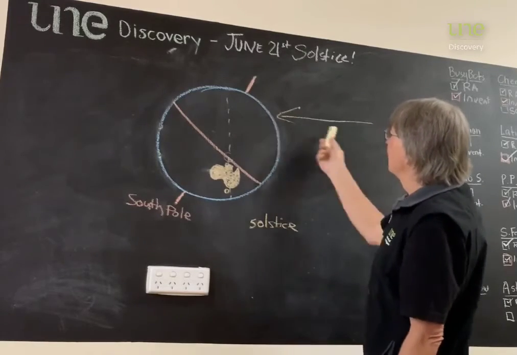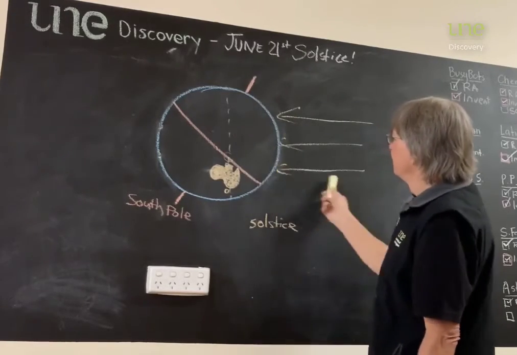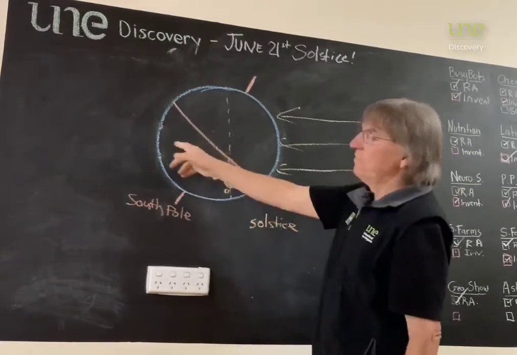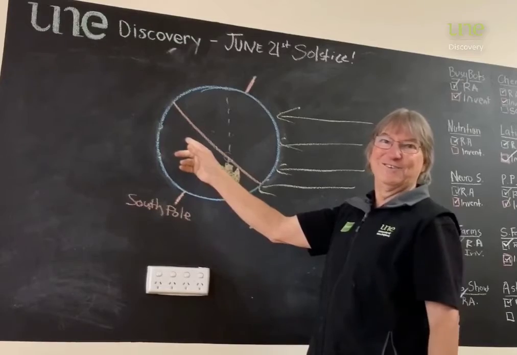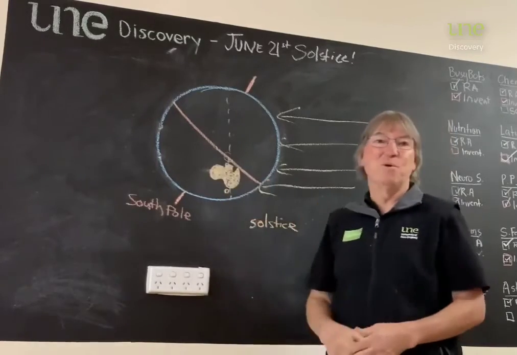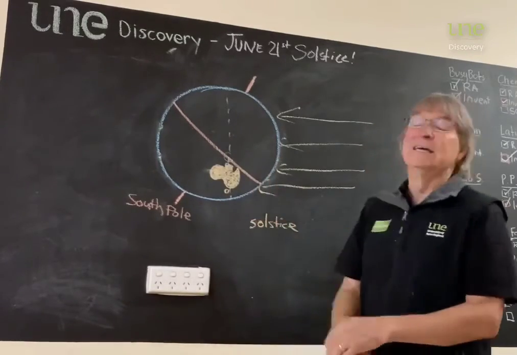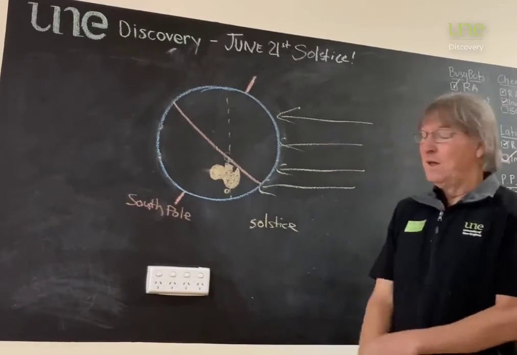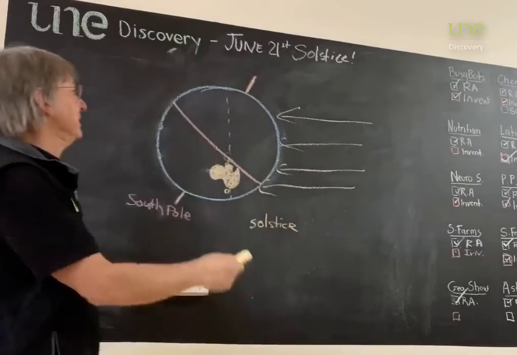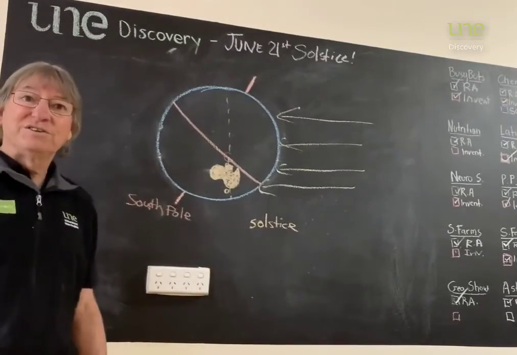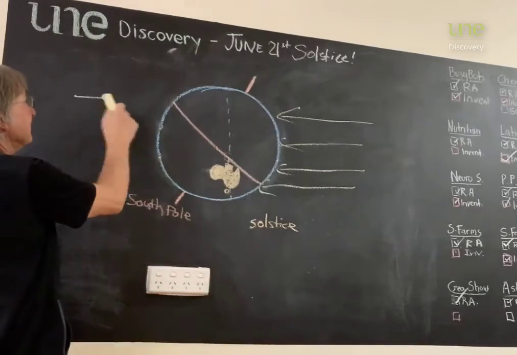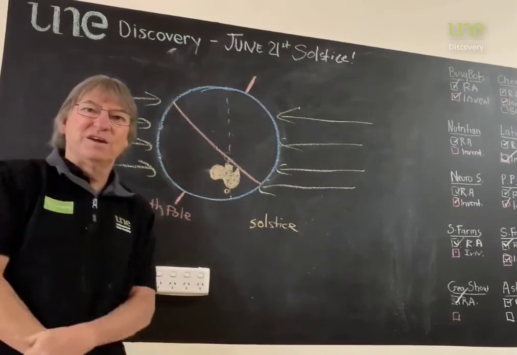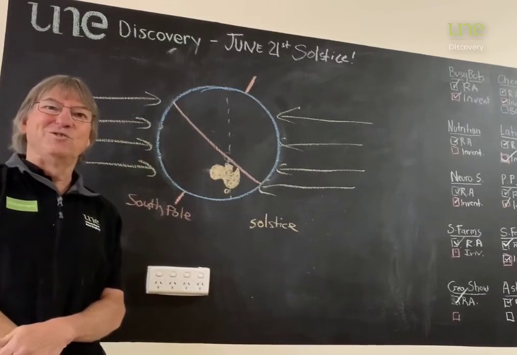So the sun rays are coming in from this way. And as we're rotating around, we spend most of our time in the dark at night. So we get a small amount of daylight. So that's when we have our shortest day. Now, in the summertime, the South Pole is orientated towards the sun. So the sun rays come in, and we spend a lot of our time in the sun enjoying that.